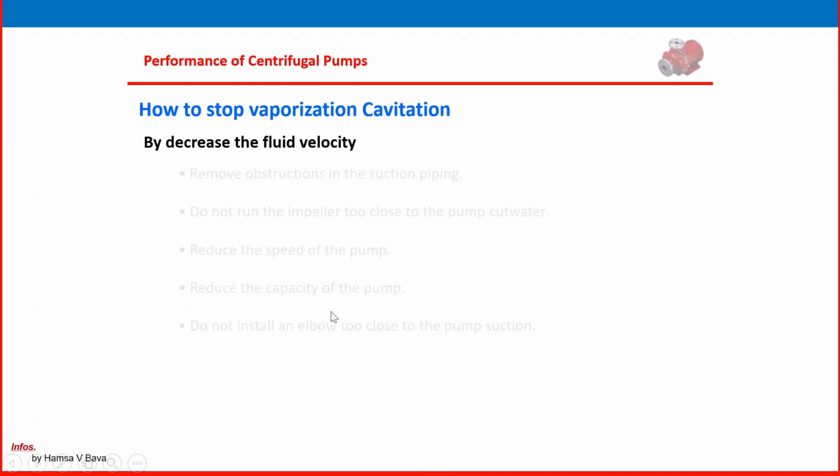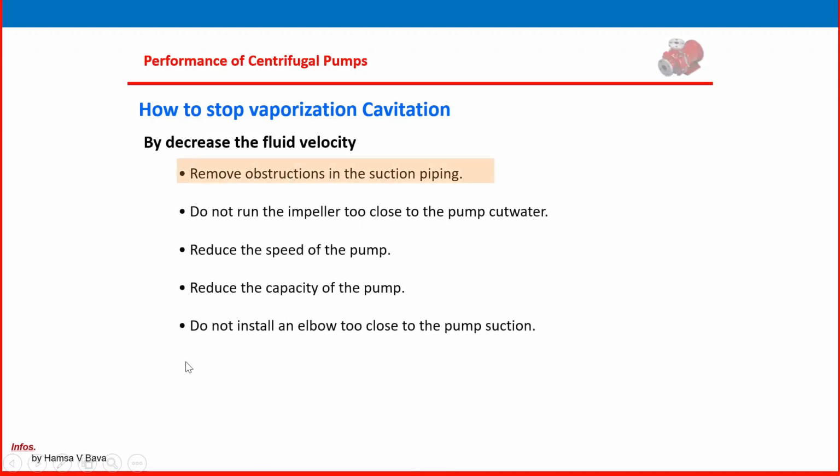By decreasing fluid velocity we can also do that. Remove any obstruction in the suction piping. Do not run the impeller too close to the pump cutwater. Reduce the speed of the pump. Reduce the capacity of the pump. Do not install an elbow too close to the pump suction.